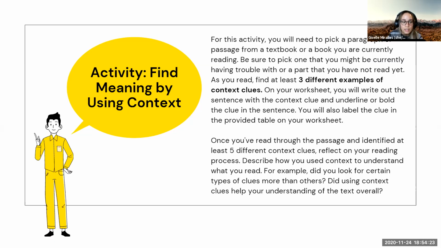Describe how you use context to understand what you read. For example, did you look for certain types of clues more than others? Did using context clues help your understanding of the text overall? So go ahead and complete this table as you read something from one of your currently assigned readings, and then reflect on your reading process. If you're not currently reading something for class, you can also Google a news article and read through that and use this activity. So go ahead and pause here, complete the activity, and resume once you're finished.